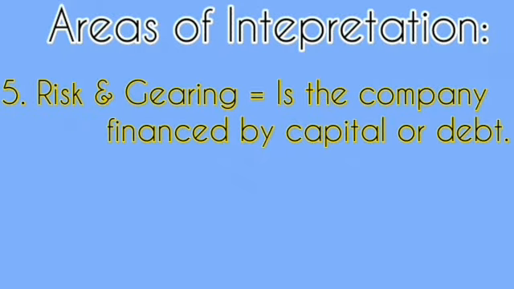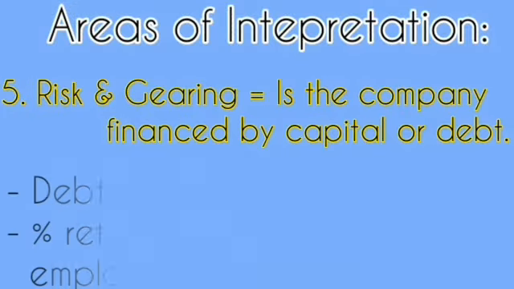And then the last area of interpretation is risk and gearing. You are looking at the type of risk and the gearing the company is under. So this is, what is the company financed by? Is it financed by capital or is it debt? If you are financed by capital, then we are saying you are at less risk because you are financing yourself out of your own capital.